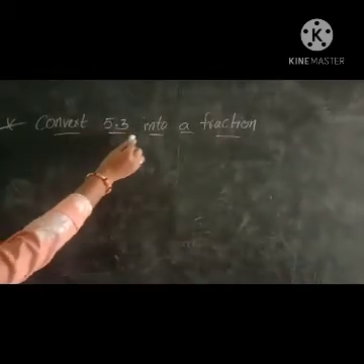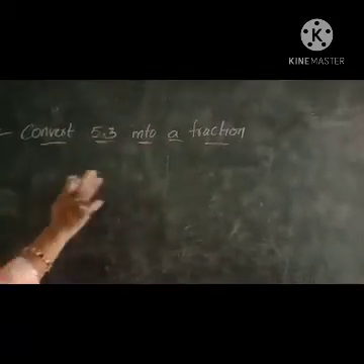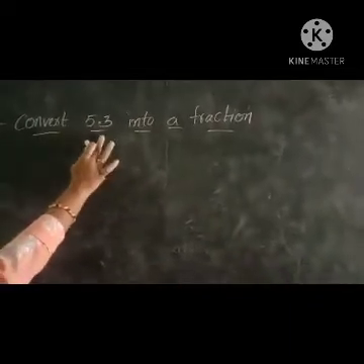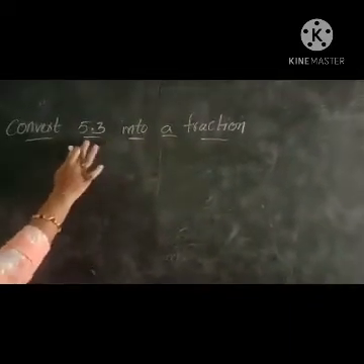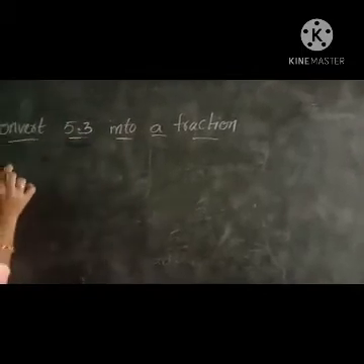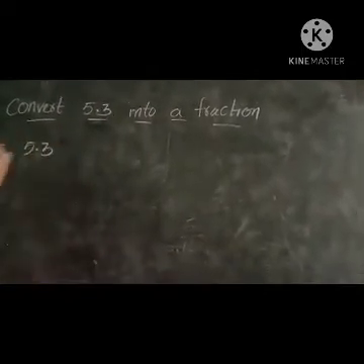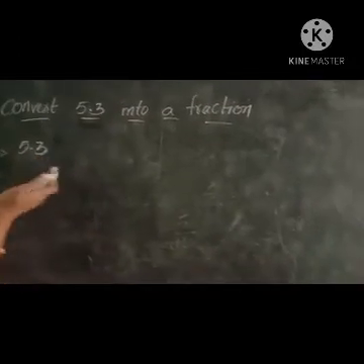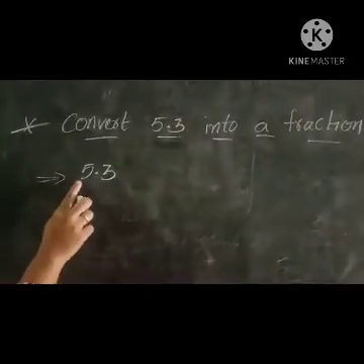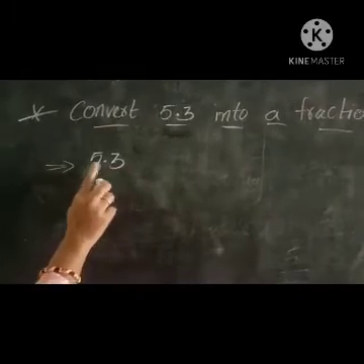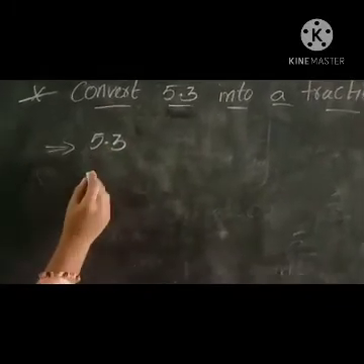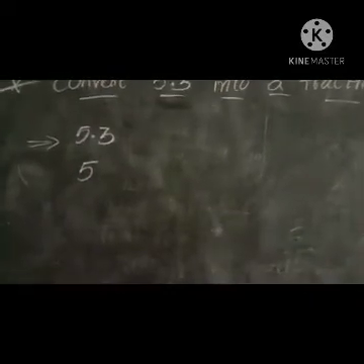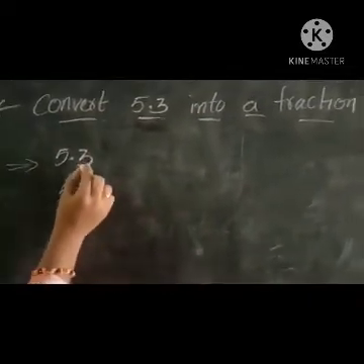Convert 5.3 into a fraction. This is a fraction and decimal conversion. Now we are going to convert the decimal into a fraction. What is the number here? 5.3. First here we have to convert this number into expanded form. Now see, 5.3 is there. We have to write this number in expanded form. 5 plus which number is there here?